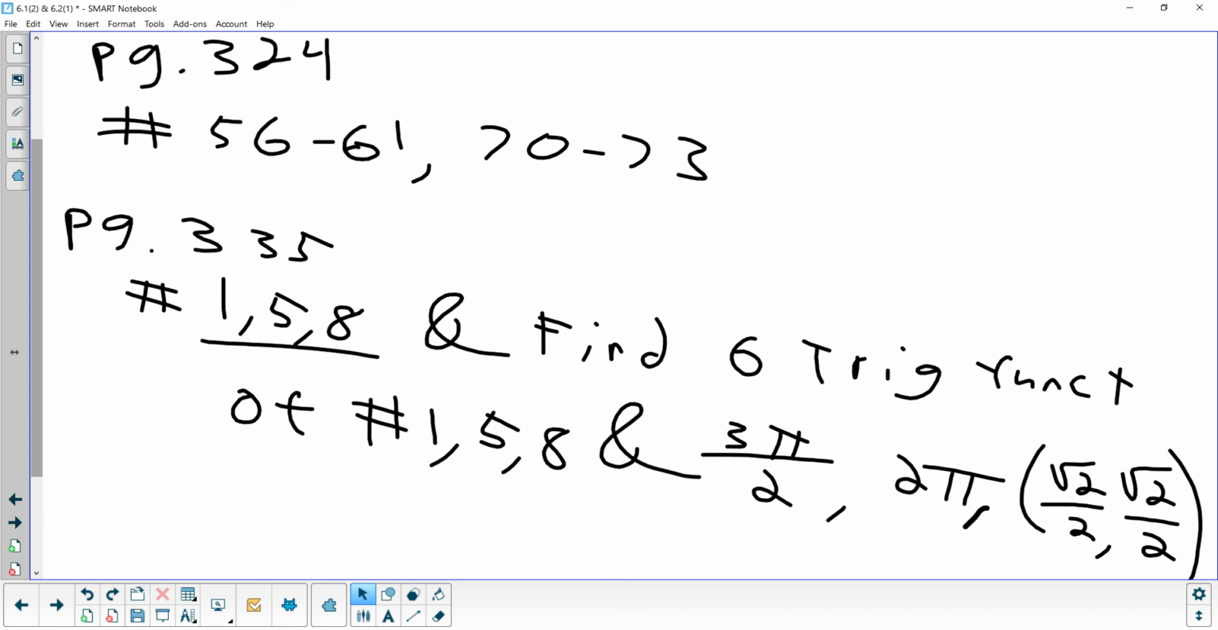Oh, so those are questions you're giving us? These are questions, this 3 pi over 2, 2 pi, and root 2 over 2 one, these are not in the book, they're just ones I made up.